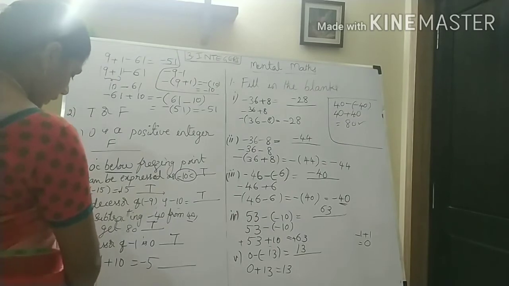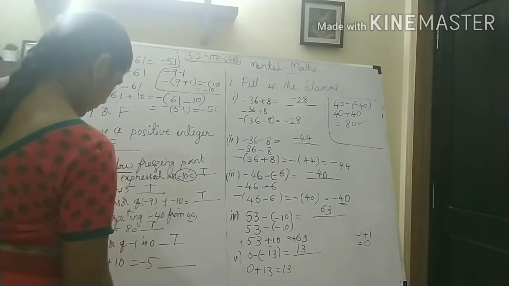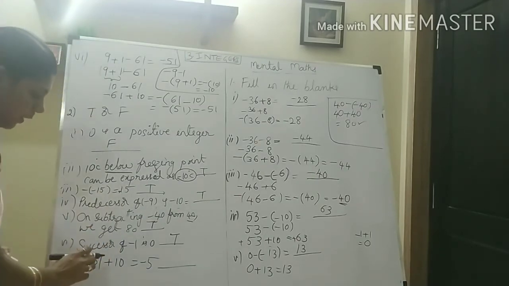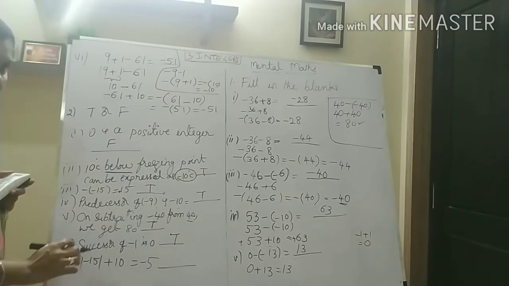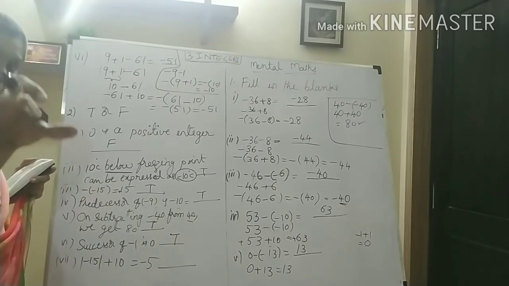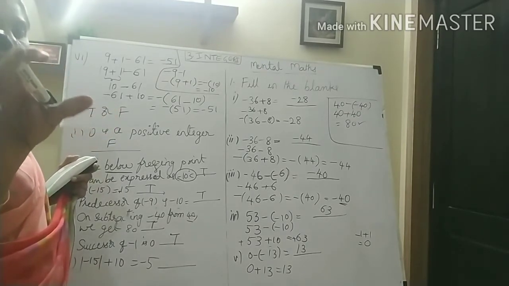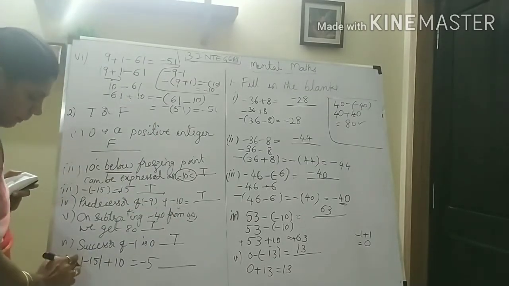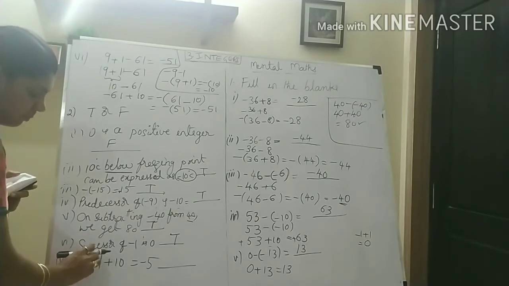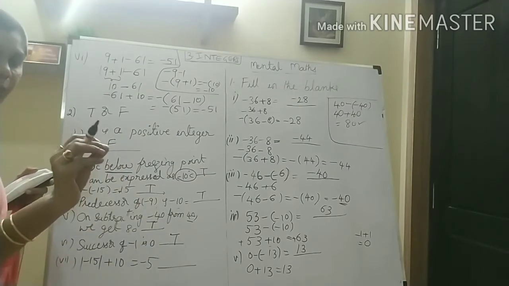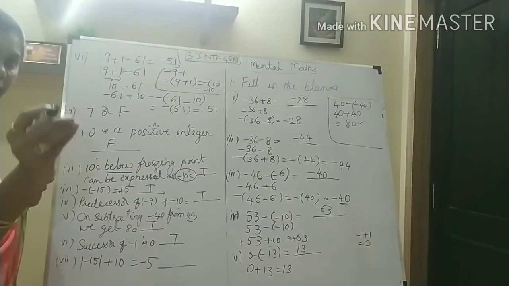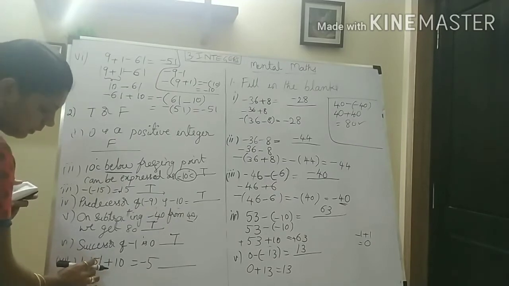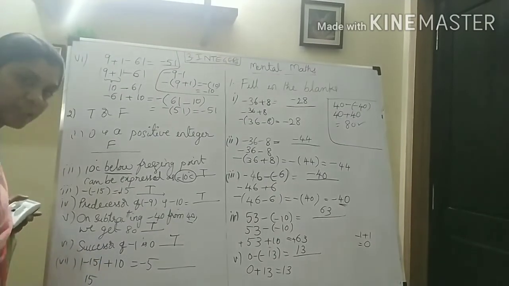Okay. See, minus 15 plus 10 equal to minus 5. This one here, mod of minus 15, absolute value of minus 15. Absolute value of any number means that number only, but with a positive sign. That means if they have given minus 15, the absolute value of minus 15 will become 15. Only the positive integer. Removing this mod symbol, irrespective of the sign, we can write simply plus 15.